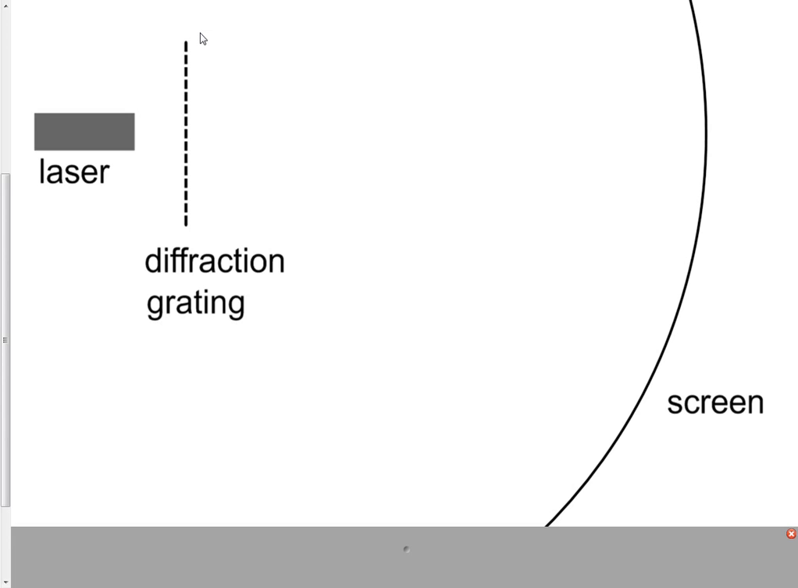Now you notice that the screen here is curved. That's often the setup, depending on what you're using the diffraction grating for: often you'll have a circular screen centered on the middle here. That's also just going to make our derivation potentially make a bit more sense. So, laser light shone on the diffraction grating. As you should have seen, we get a series of bright spots on the screen.